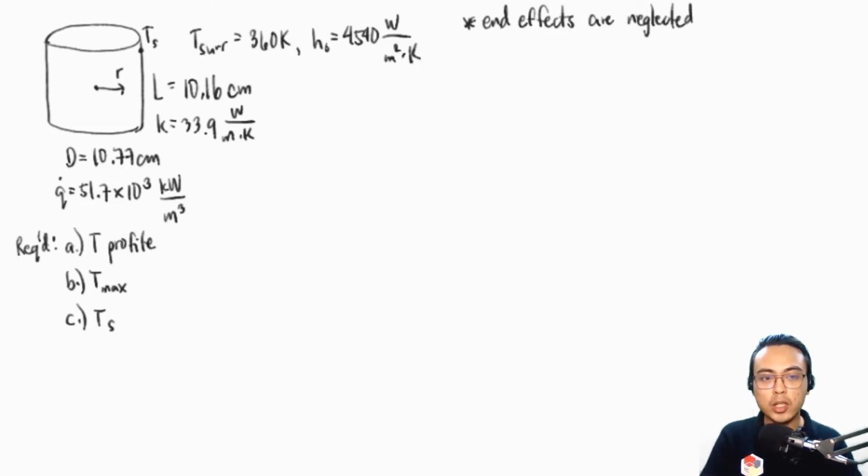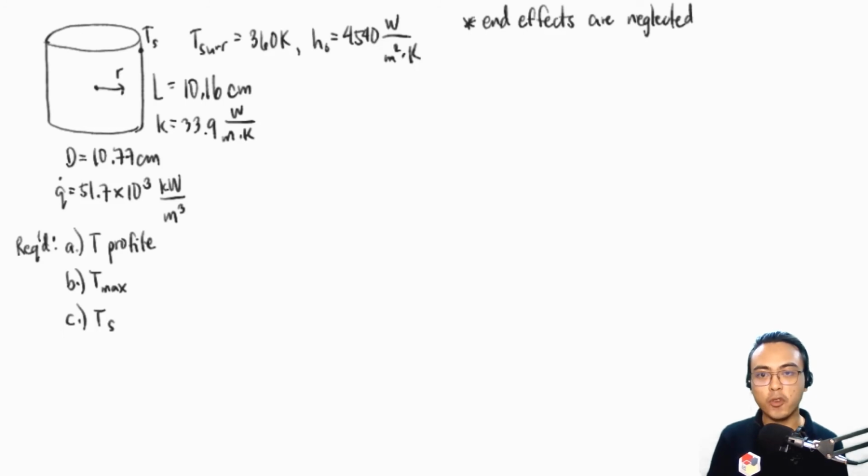However, this problem does not only rely on conduction, the other half of the problem deals with convection as well, as we are given the surface coefficient at the outside, that is 4,540 watts per square meter per Kelvin. Also, we are given the surrounding temperature because the fuel element is surrounded by a fluid, and that fluid is at 360 Kelvin. Take note that we are not given the surface temperature of the cylinder because we are to solve for the surface temperature of the cylinder.